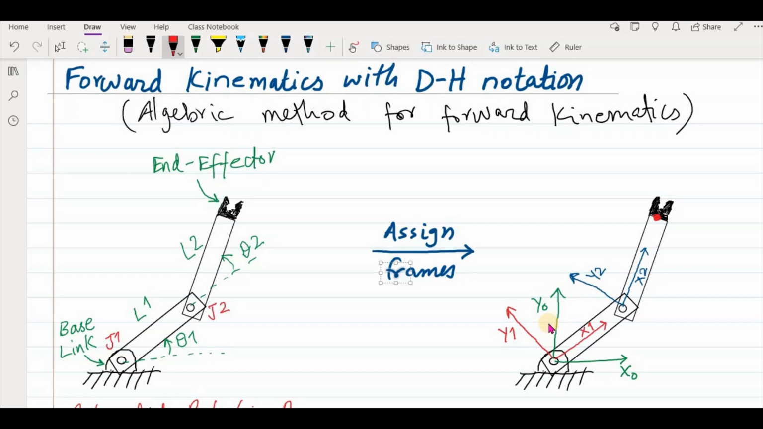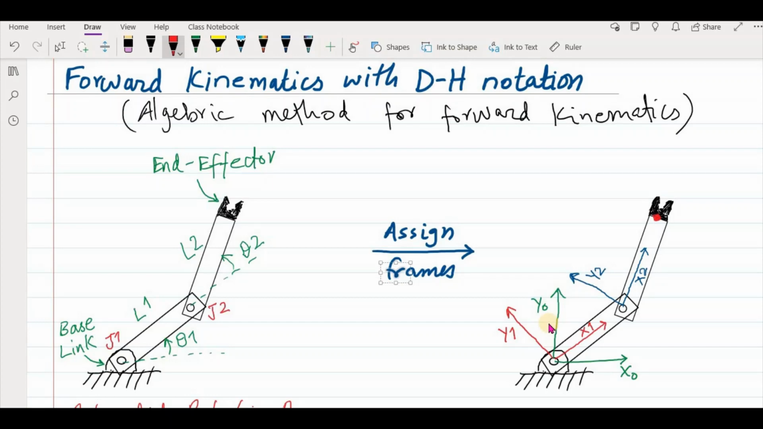Okay, so this is a DH convention that whenever there is a movement, for example this is a revolute joint, any movement should be along the z-axis. So if this joint rotates clockwise or anti-clockwise, this must be the movement about the z-axis. That's why the z-axis is perpendicular to the y1 and x1 axes, so that the joint can rotate about the z-axis.